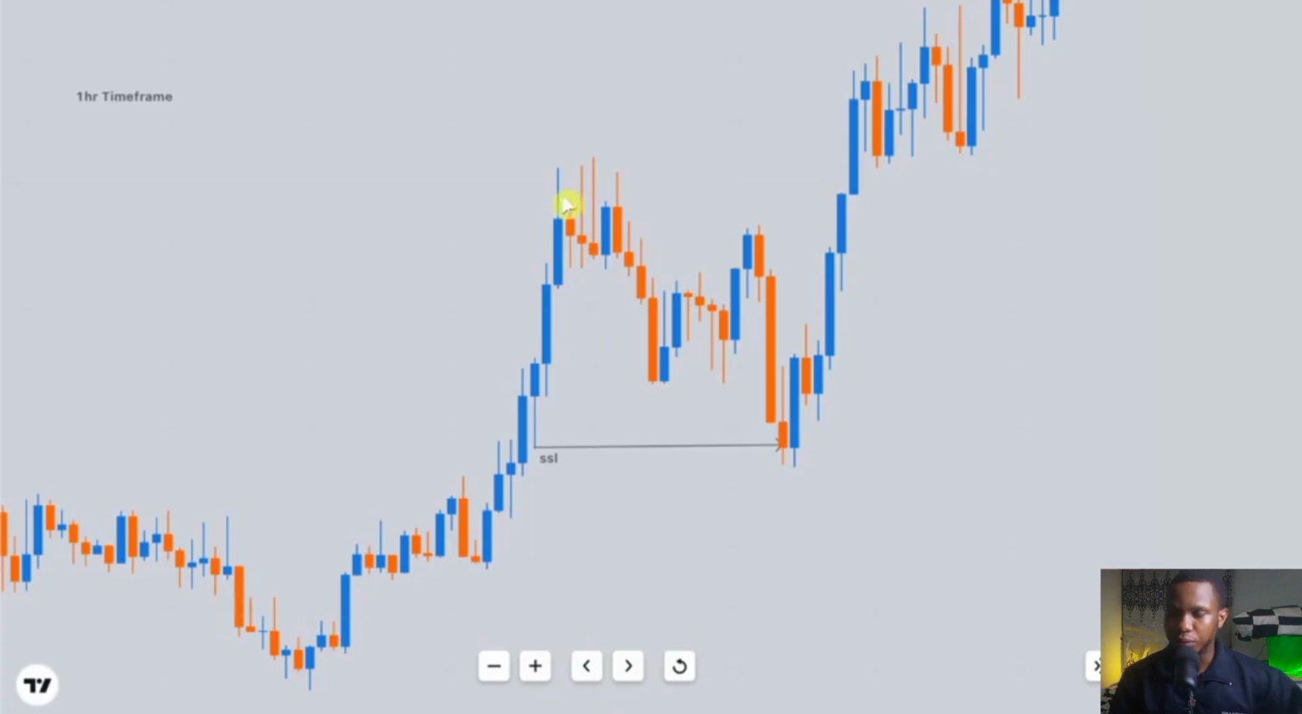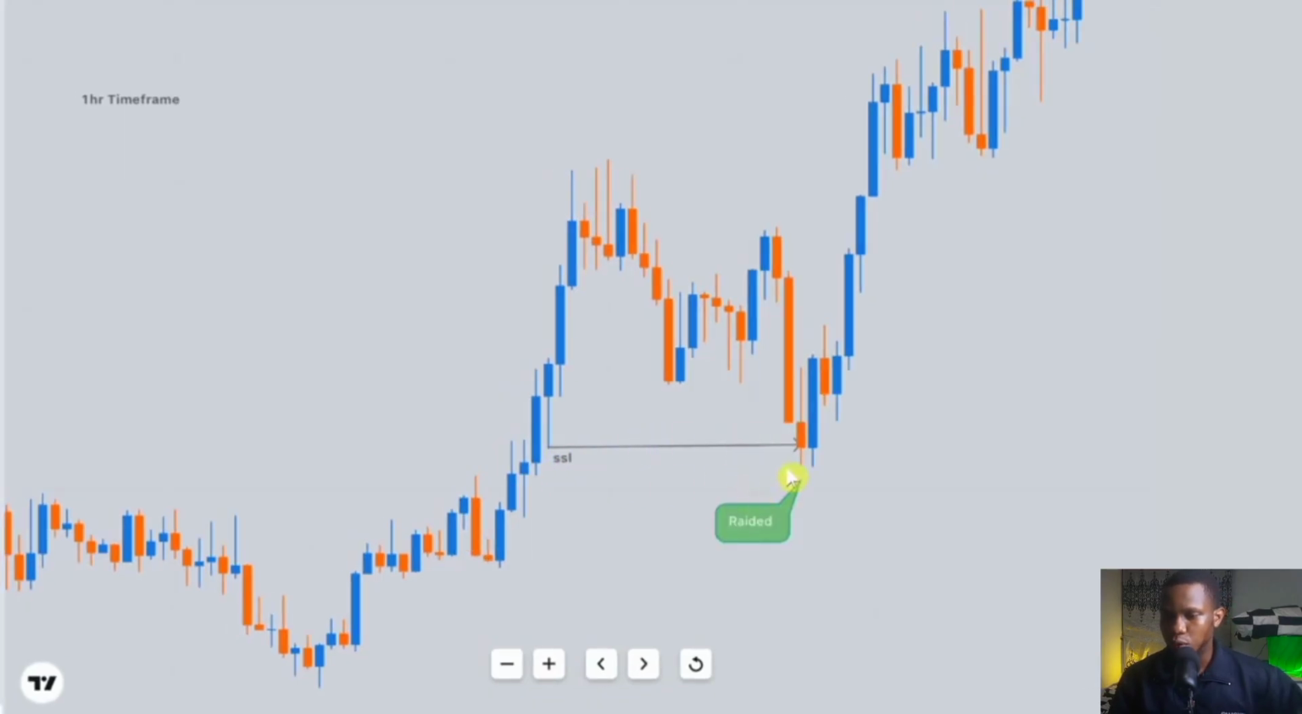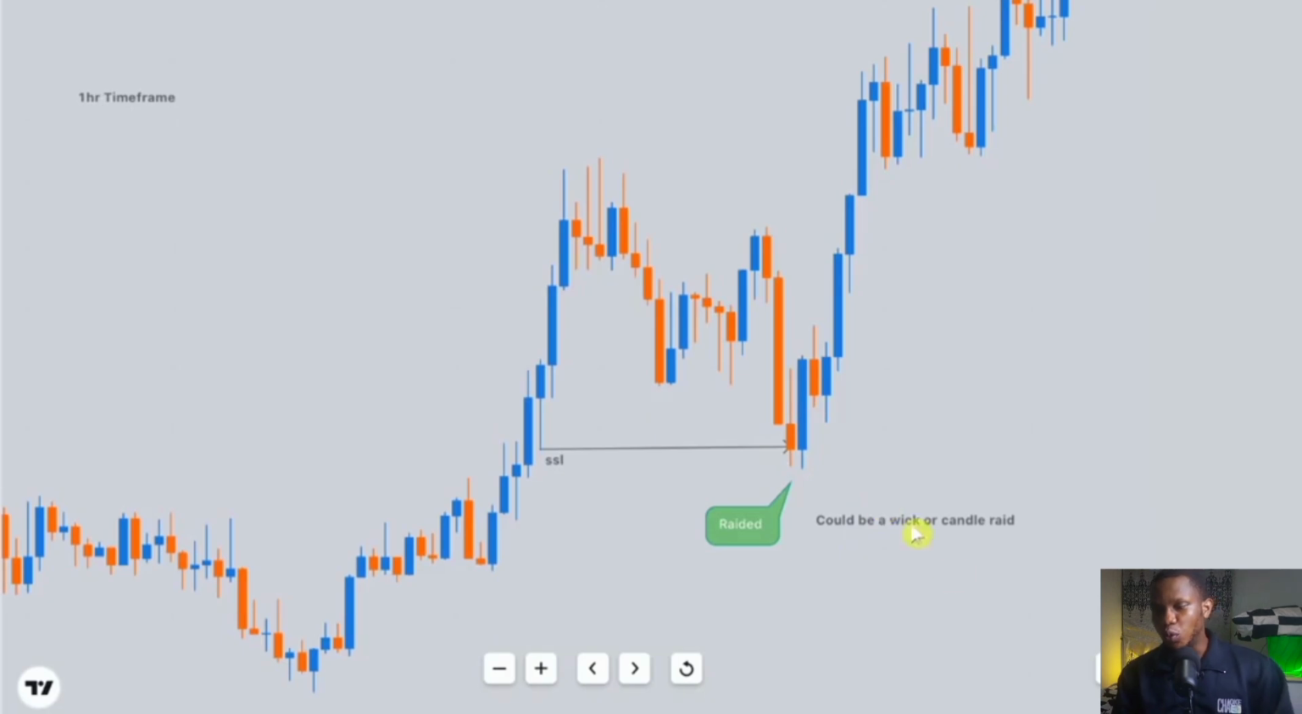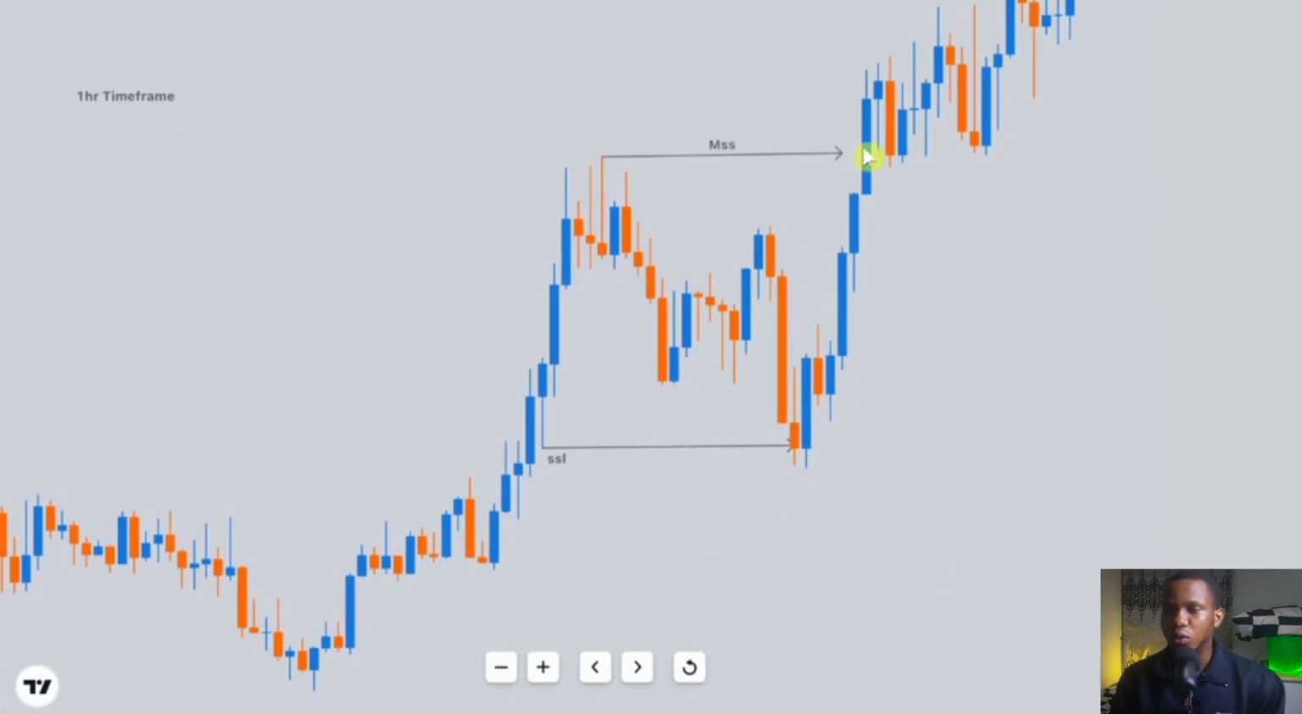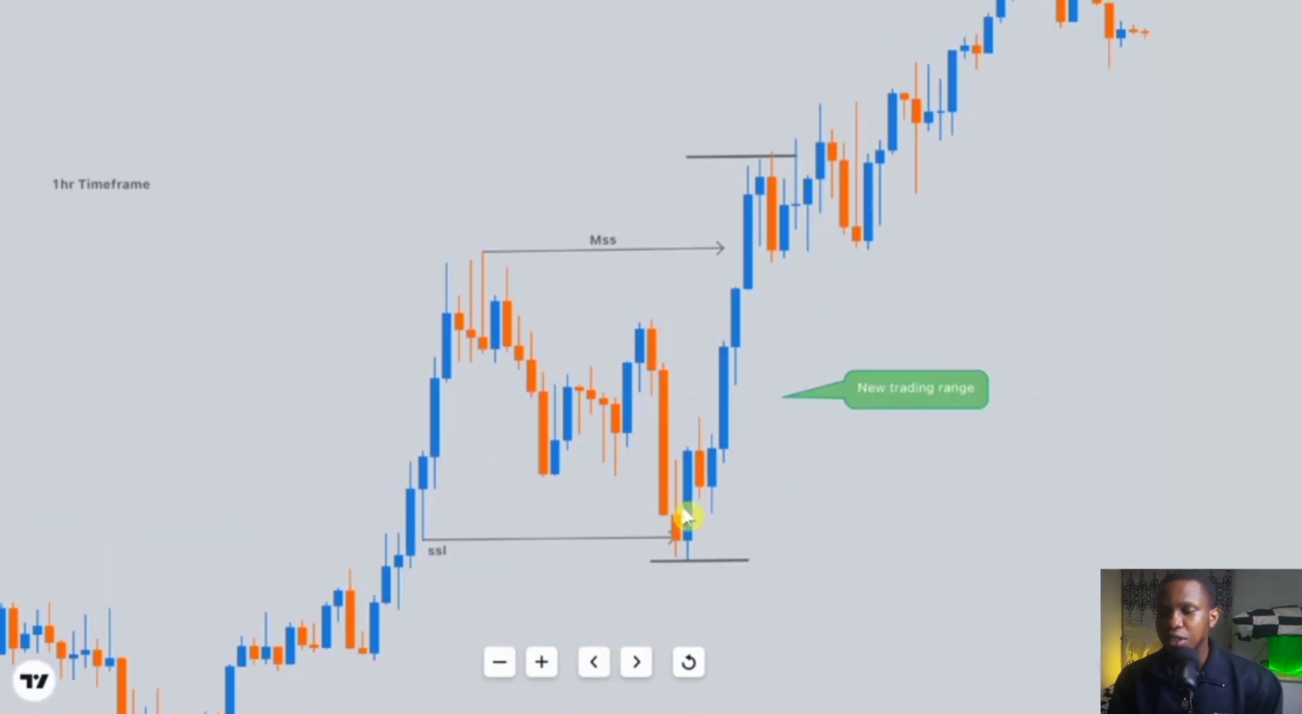Can you see what price action came and swept this sell side liquidity? What raided it? Told you it could be a weekly or a candle raid before moving to the upside to make a market structure shift. So this is my new trading range.